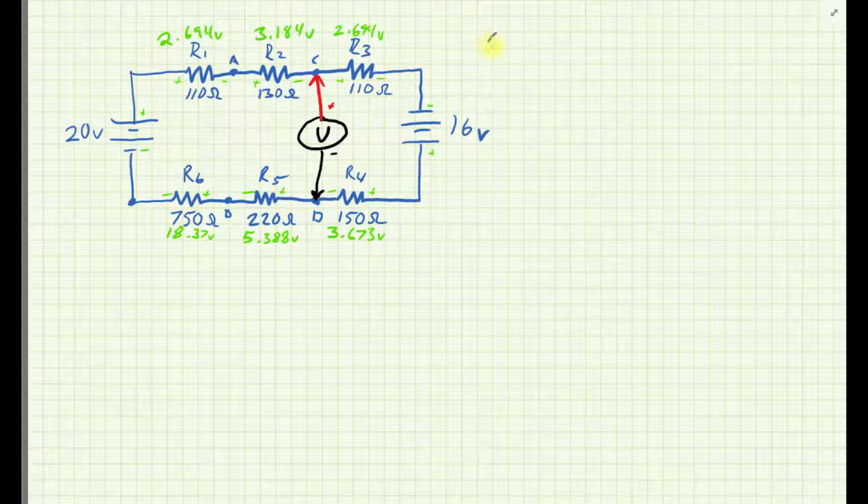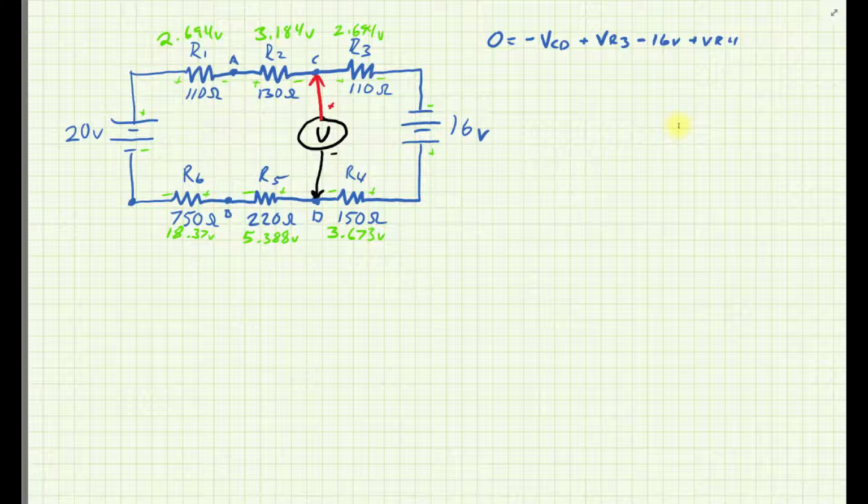As always, Kirchhoff says 0 equals, and I'm going to use my lead placement as I described. I'm going to hit that negative lead first. So negative VCD, plus, I'm hitting the plus side of R3, so plus VR3. And then I'm hitting the negative side of the 16 volt supply, so minus 16 volts. And then plus VR4.